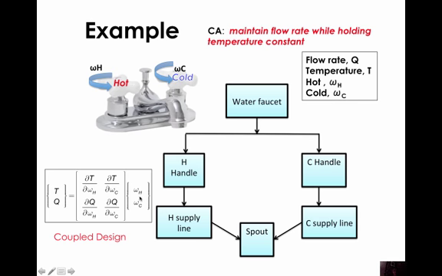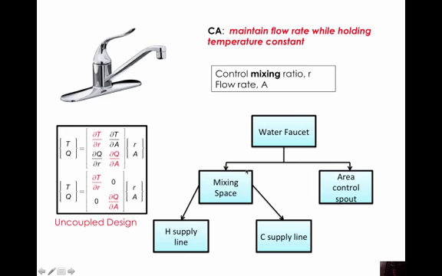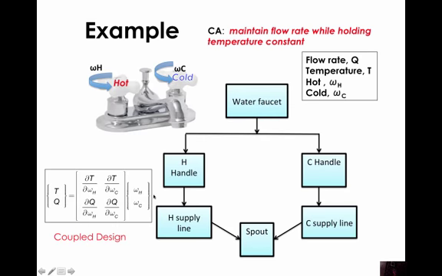And so I can see right away that this is going to be a coupled design because I get a full matrix here. The design parameters are the angular orientation of these two faucets, and temperature and water flow rate are the outputs. And then if I change the hot water faucet or hot water knob, it's going to impact the degree to which I have to control the cold water faucet. So this is definitely a coupled design.